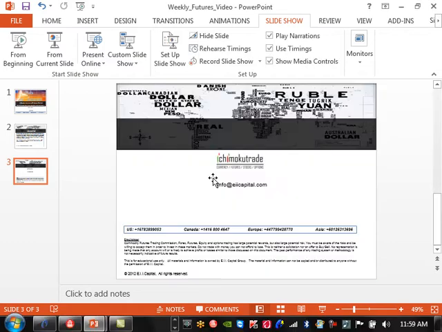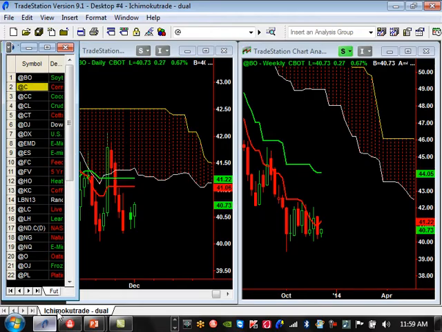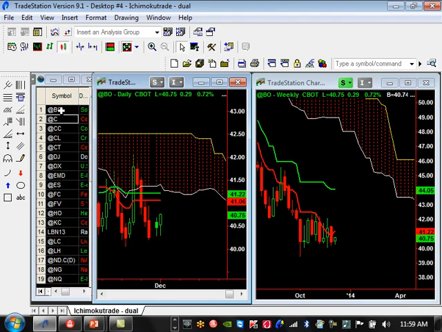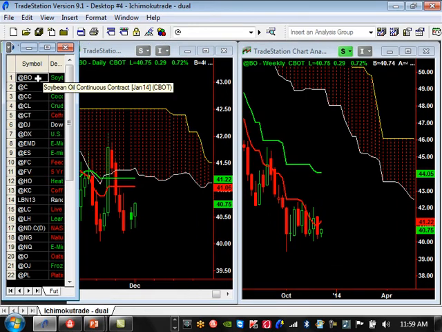Okay, so let's go straight to TradeStation and start looking at charts. Remember, basically how it works is on the left hand side you see the daily chart, on the right hand side you see the weekly chart. So we're going to go through each of these instruments, and then talk about support, resistance, and levels in each of them.